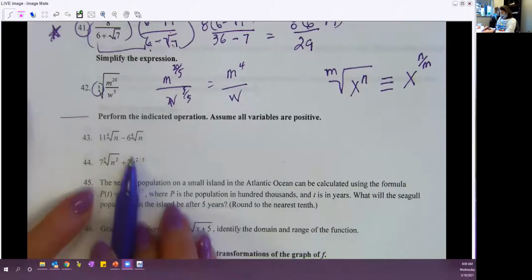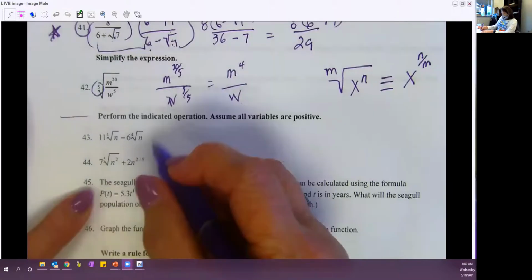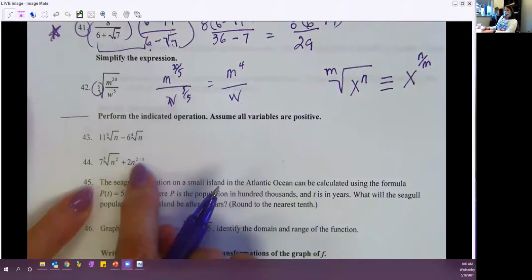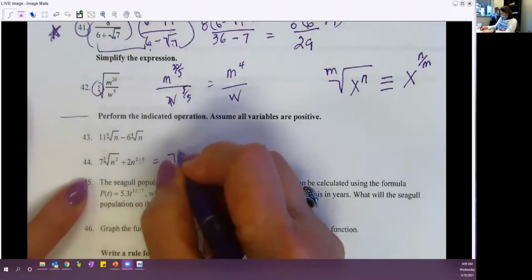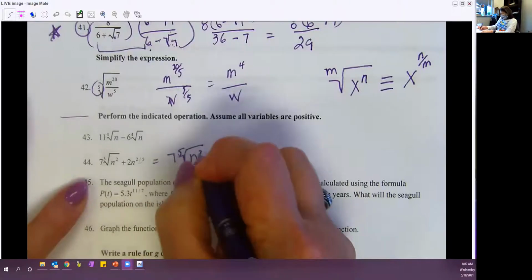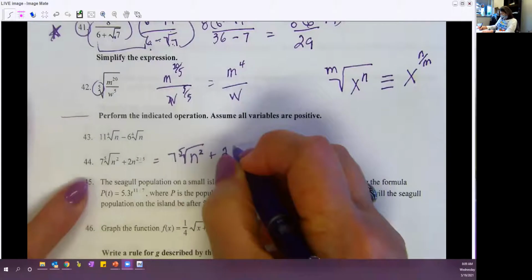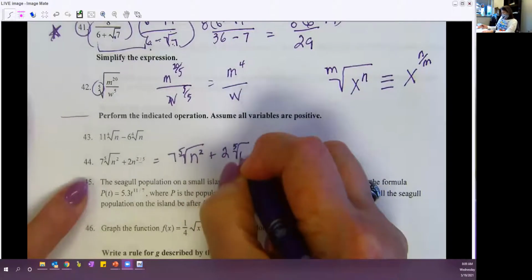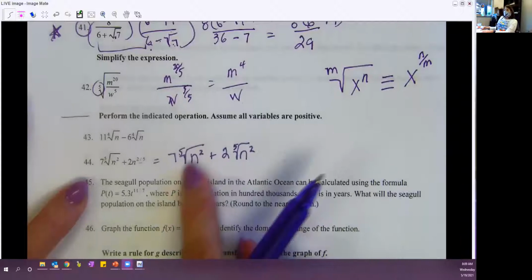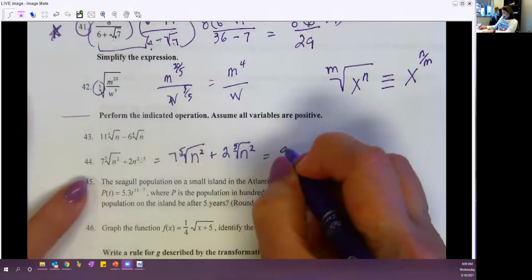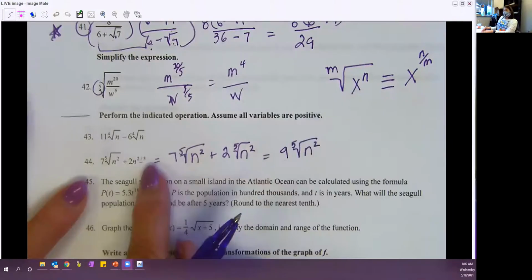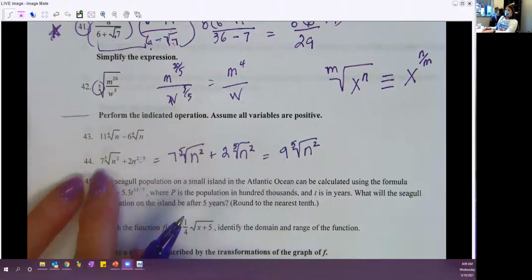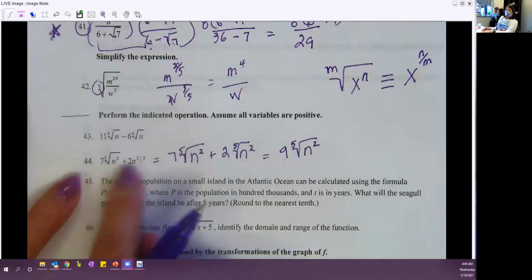This one is in your rational form. Notice the exponent is only on the n, it's not in parentheses. So what we have here is 7 fifth root of n squared plus 2 fifth root of n squared. So we have 7 of these things plus 2 of these things, so that gives us 9 of these things. Likewise, you could have changed the first one to a rational exponent, as long as you remember that you can only add them if the exponents match.